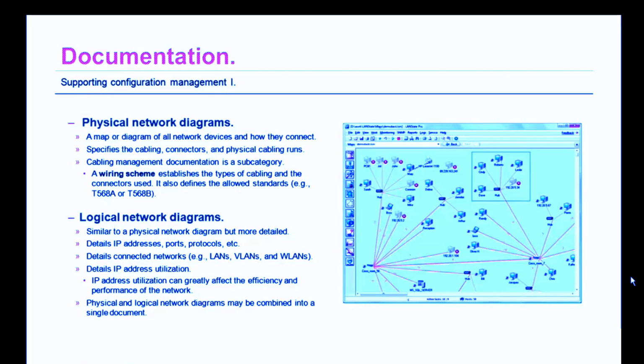Part of your logical network diagram also details IP address utilization. IP address utilization can greatly affect the efficiency and performance of the network by allowing you to know which LANs or VLANs have space on which nodes can be added. Your physical and logical network diagrams may be combined into a single document.